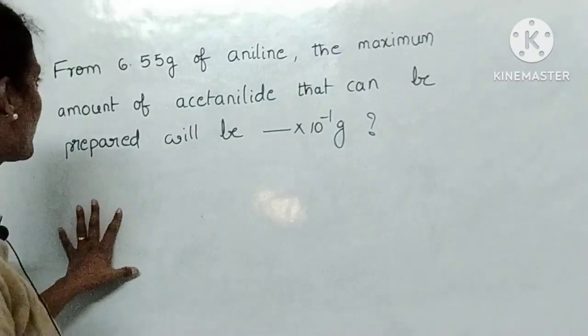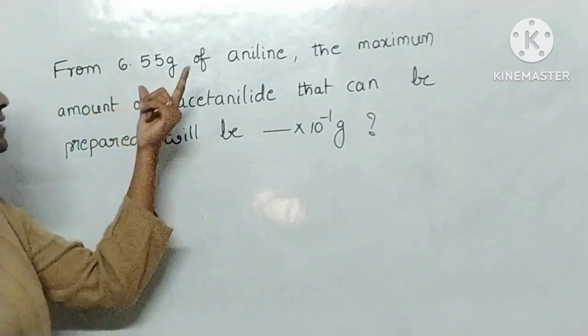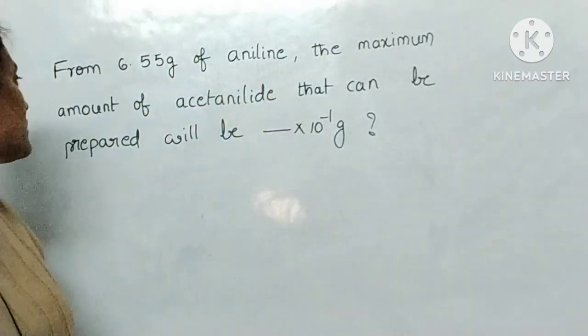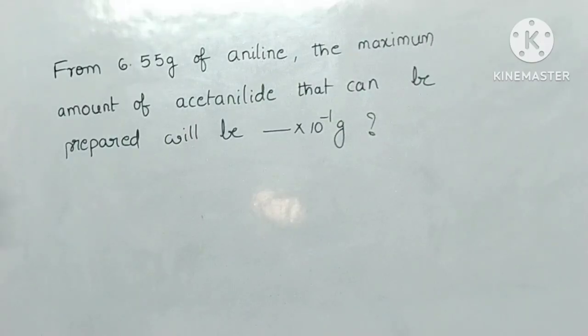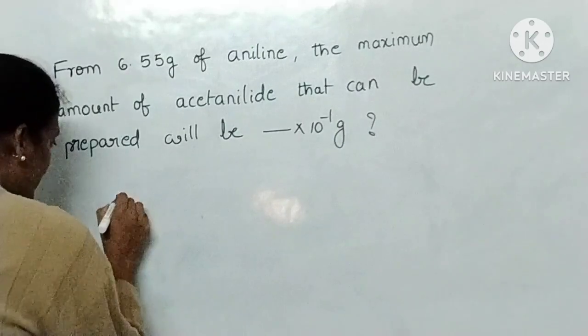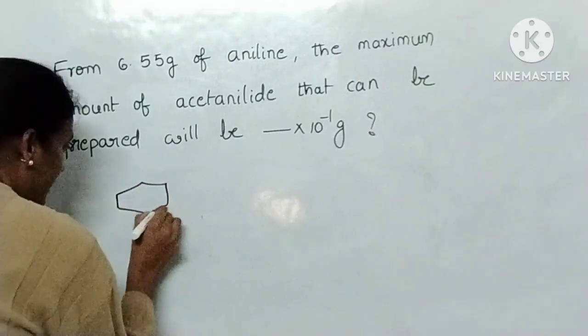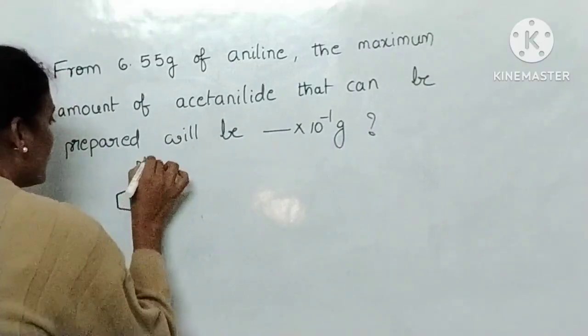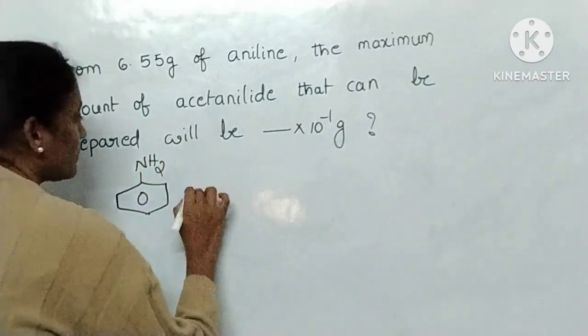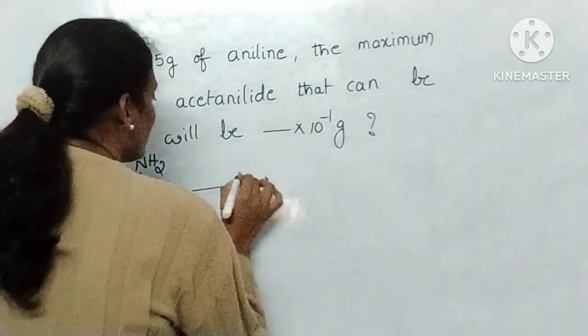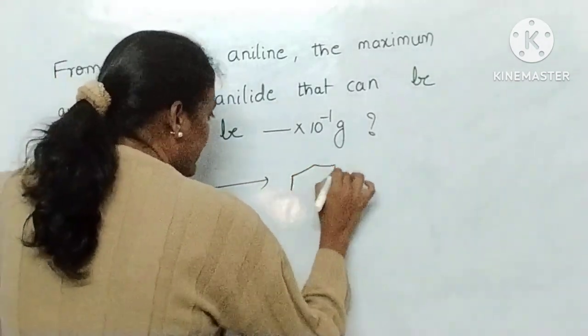Dear students, in this question, from 6.55 grams of aniline, the maximum amount of acetanilide that can be prepared will be dash into 10 power minus 1 grams. So you can write the chemical equation for this one. You can take first of all aniline. This is aniline. This one becomes acetanilide.